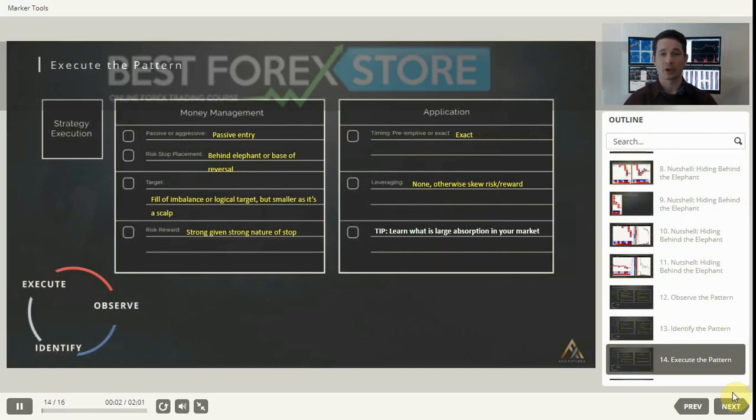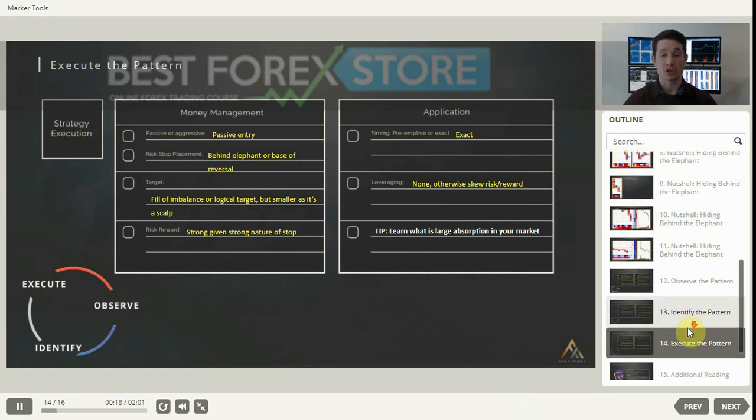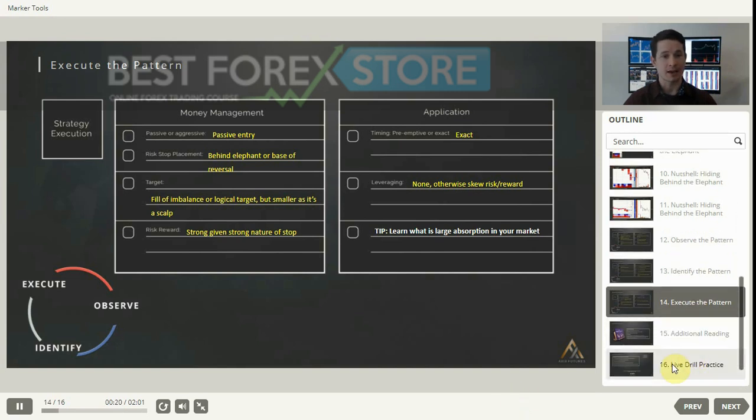Alright then, obviously with regards to execution methodology for the hiding behind the elephant strategy. Firstly, obviously our entry point is passive in nature. We don't want to be aggressive simply because we're going for a relatively small winner. Obviously then do note our stop placement, slightly behind the elephant with the base of the reversal.